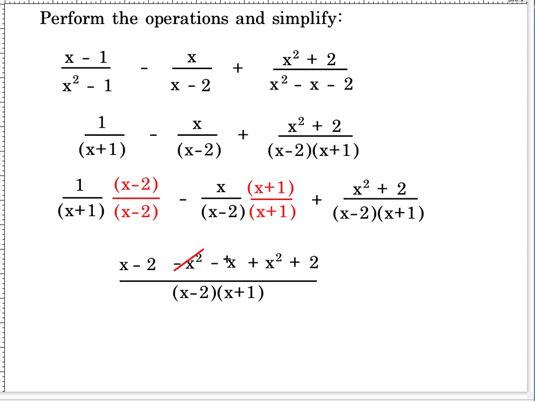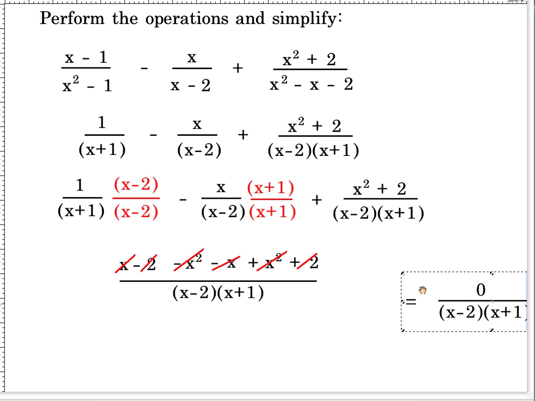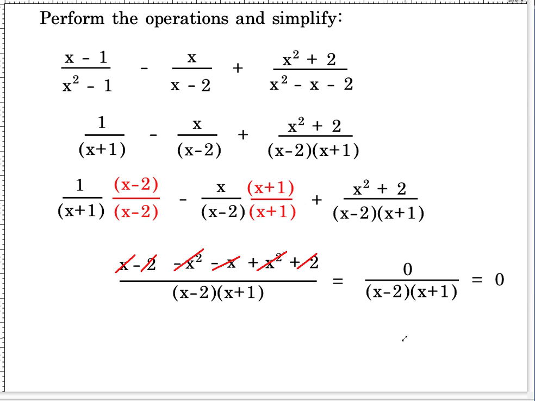Notice that the minus x squared and the plus x squared cancel. Notice that this is a plus x and this is a minus x, and they're going to go to 0. And I have a minus 2 and a plus 2, and that's going to go to 0. So basically the numerator here just totally vanishes. It annihilates itself, and we're left with just a 0 on top and our denominator.